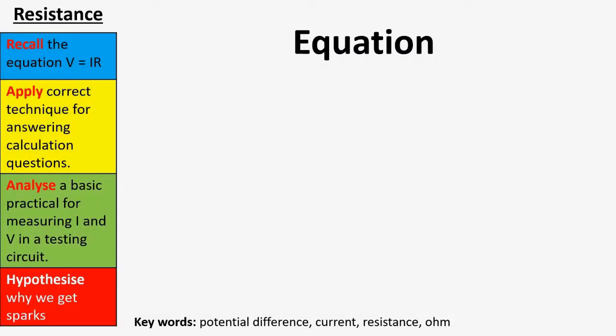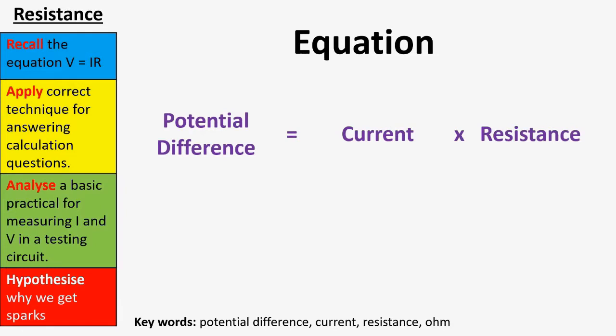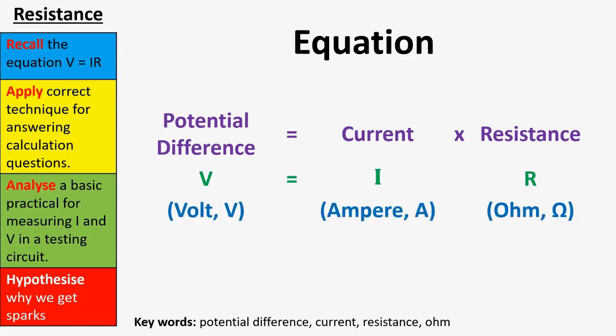So a little bit more detail on that equation then. Potential difference is equal to current multiplied by resistance, or V equals IR. The units for that are volt for potential difference, amp or ampere for current, and a new word here, the ohm for resistance, and it has that capital Greek letter omega.